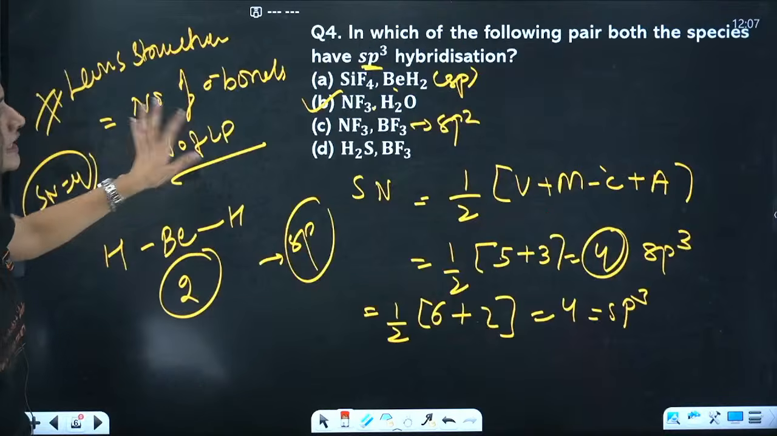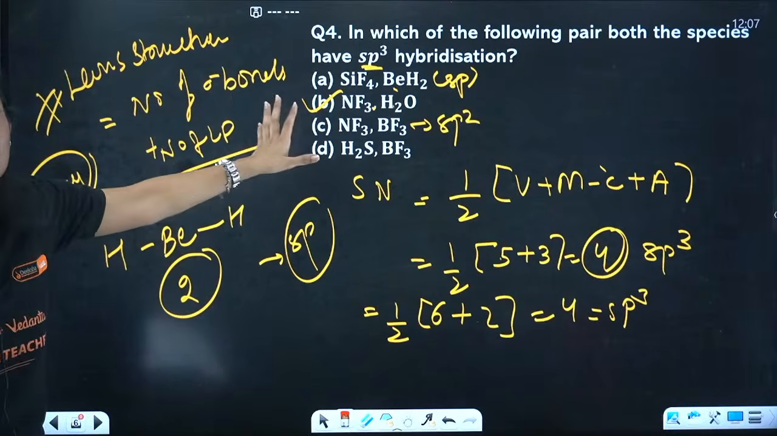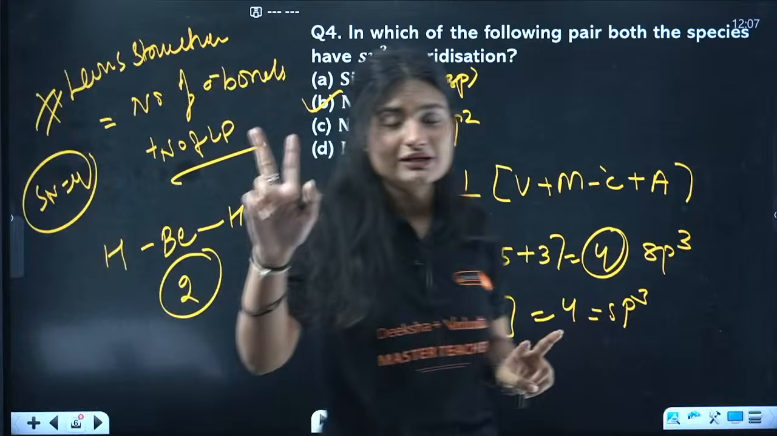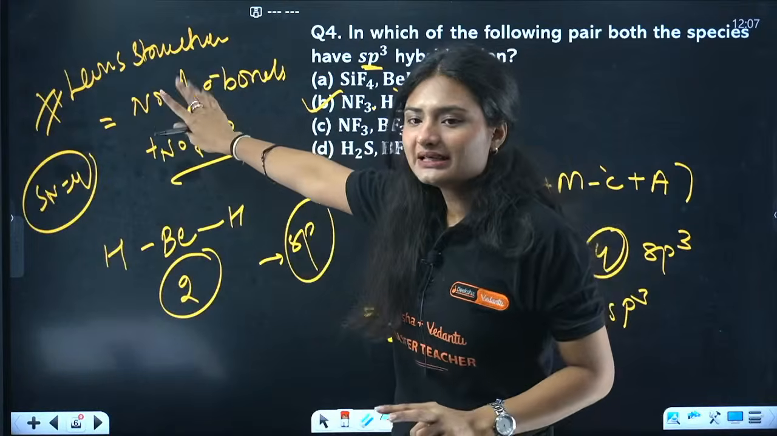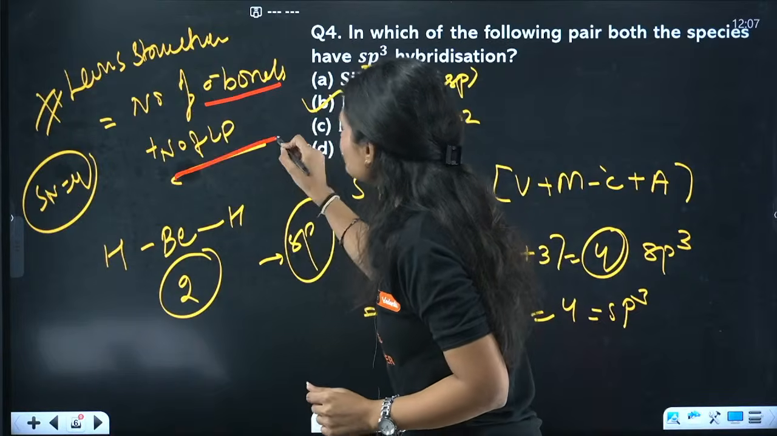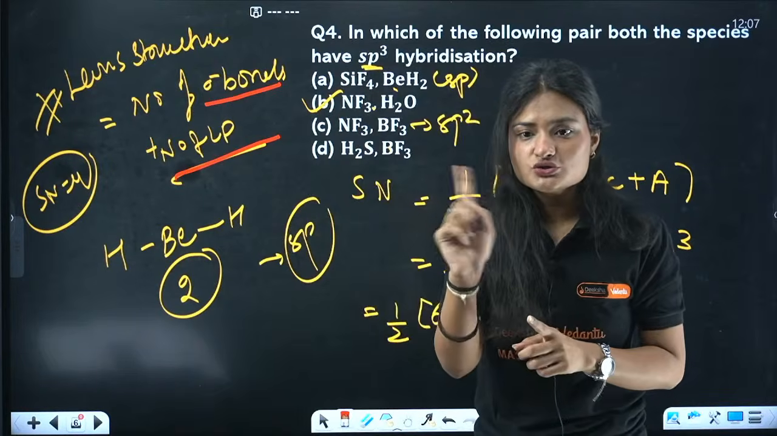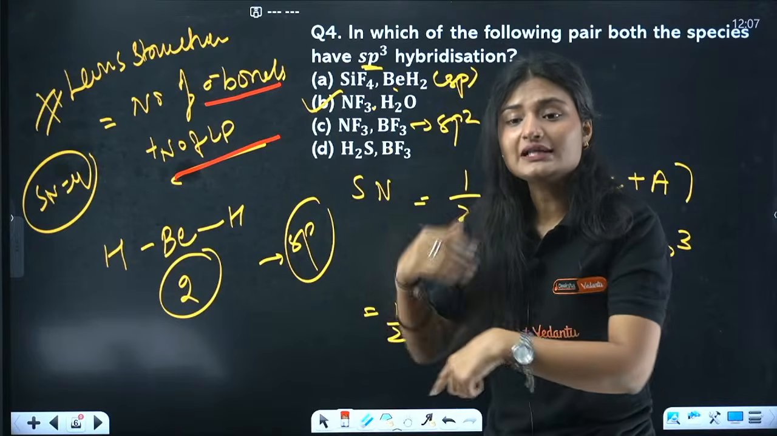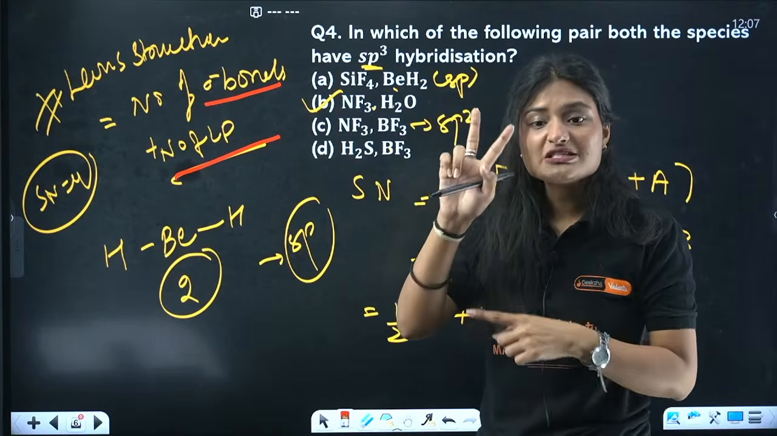Next question, in which of the following pairs do both species have sp3 hybridization? There are two formulas to calculate hybridization, and we'll go by the majority one. Hybridization is the number of sigma bonds plus the number of lone pairs. Not lone pair of electrons, but the number of lone pairs. One lone pair means 2 electrons, right?